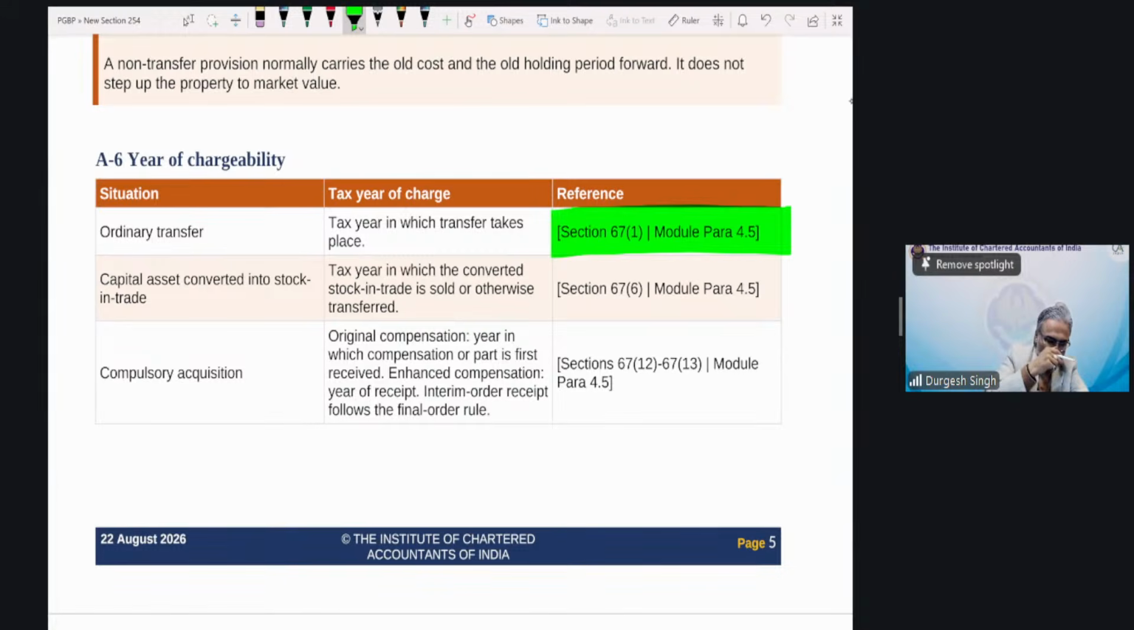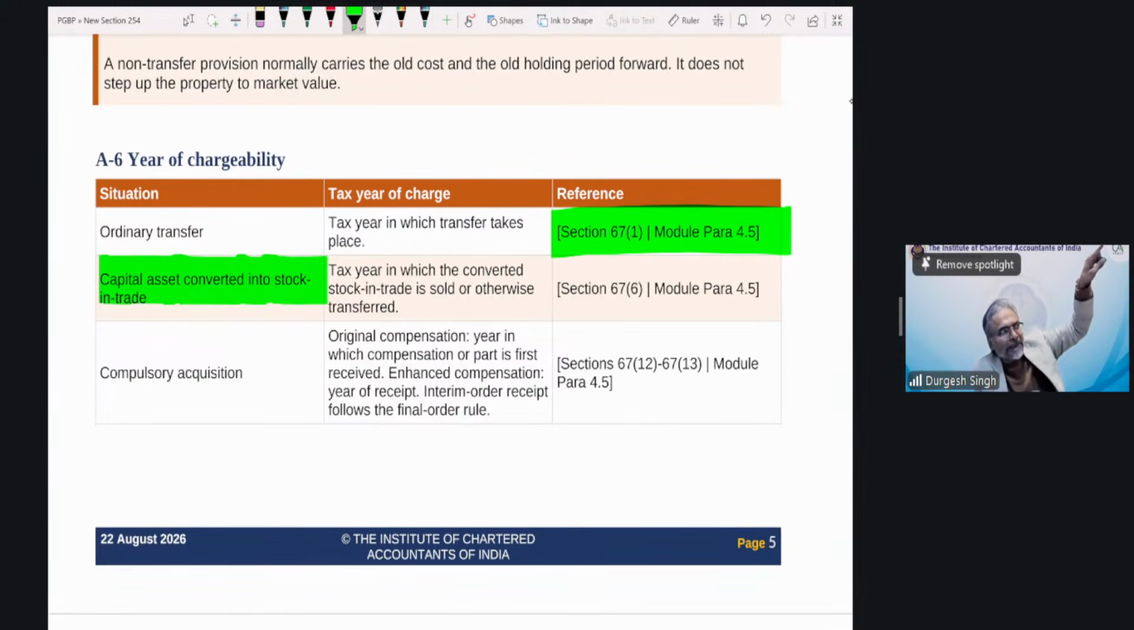Students, as we know, the general charging section, which I have told you, including the page number of the module, is section 67.1. And we know that the year of chargeability is the year in which the transfer has taken place. However, in the case of conversion of a capital asset into stock in trade, for example, I have a big land which I have inherited from my father. It was held as an investment, meaning as a capital asset. But tomorrow, I think that I should enter into the business of plotting the land and then selling it off.